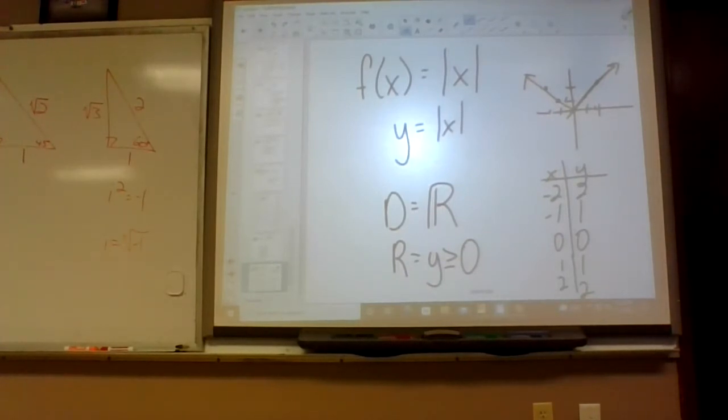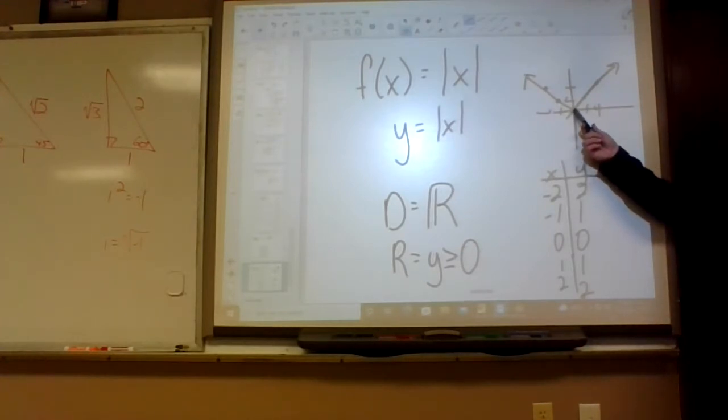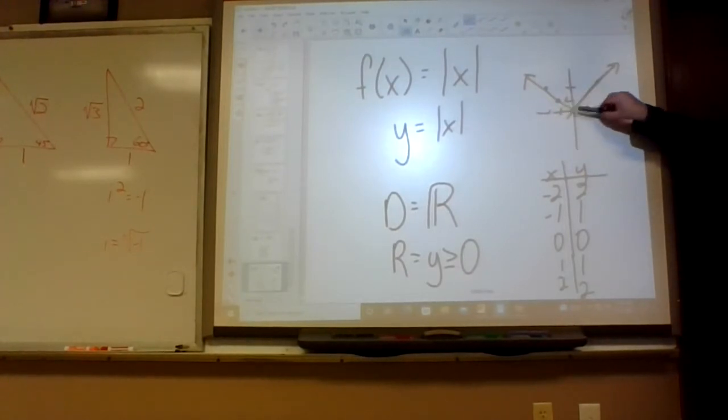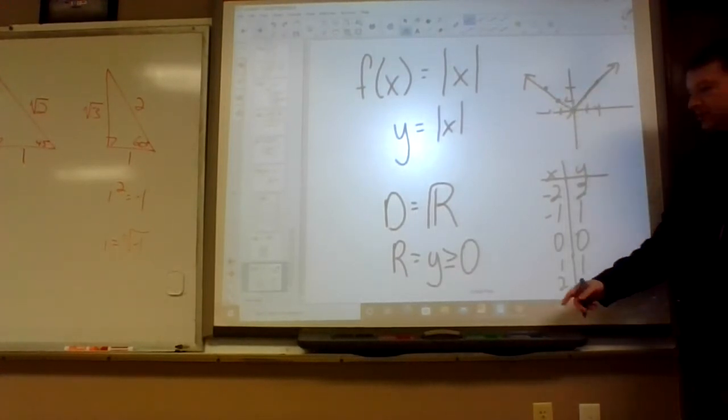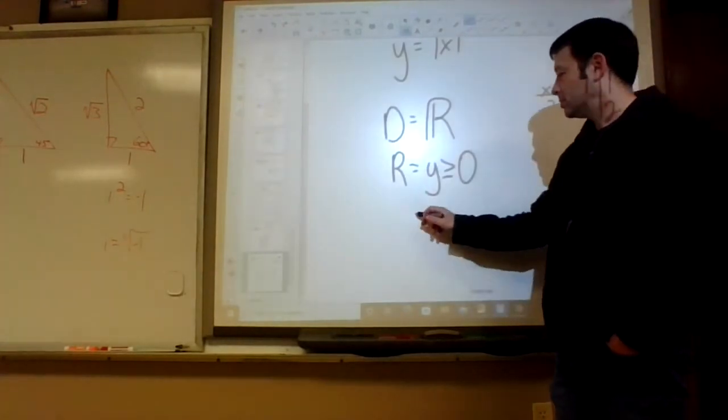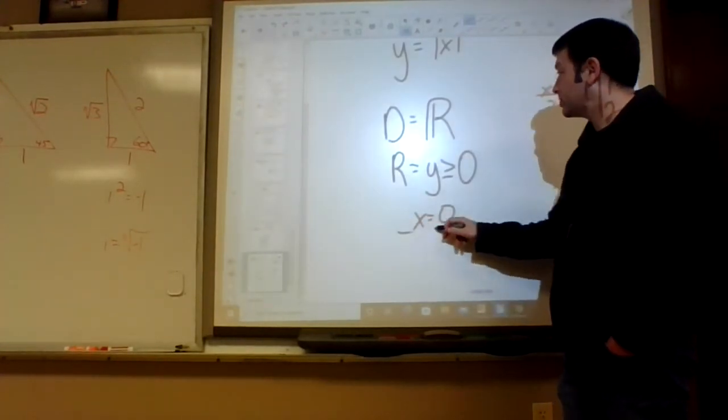What's the zero? 0, right? Because if you plug in 0, you get 0. So the zero is where the function equals 0. It's where it hits the x-axis. So it's at 0. x equals 0 is the zero.